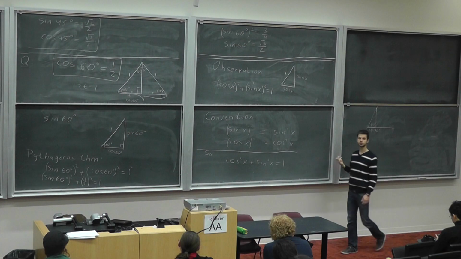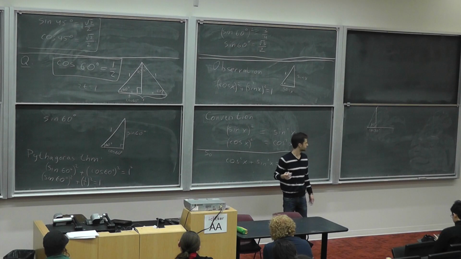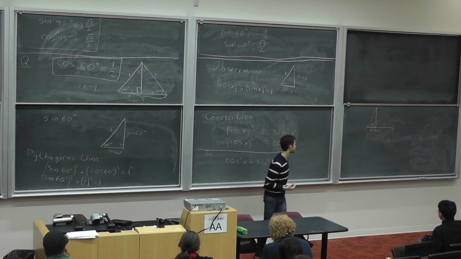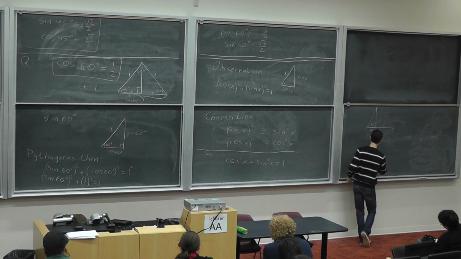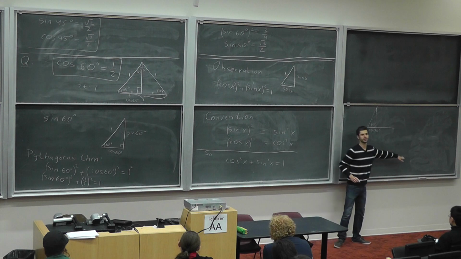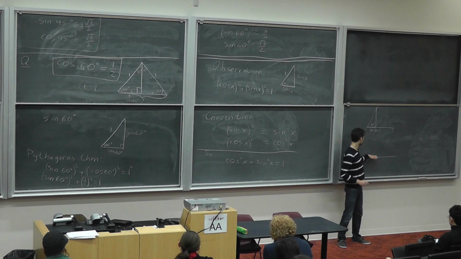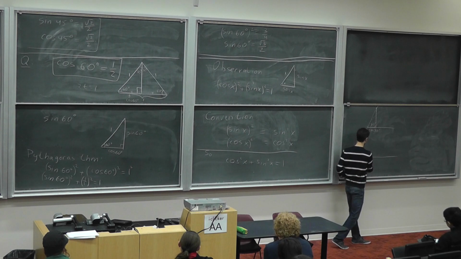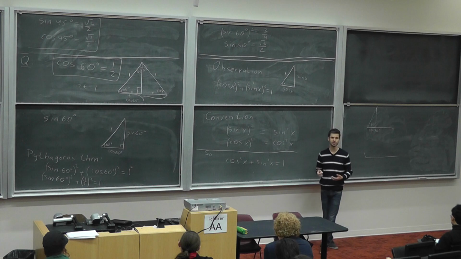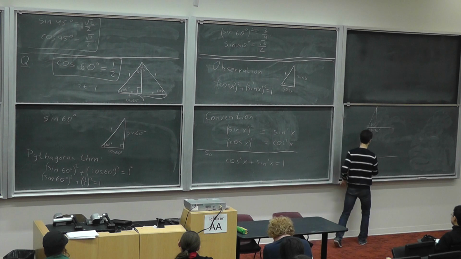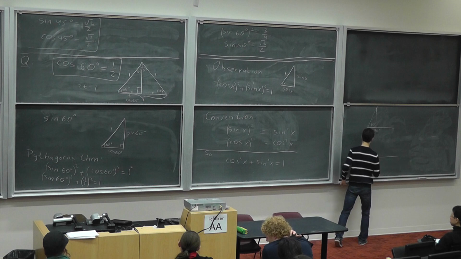Next question, does it make sense to ask what is, let's say, the cosine of 120 degrees? The answer is yes, it does make sense. And what you do is quite similar. You create a horizontal line like this. You measure 120 degrees. The problem with 120 degrees is it's more than 90. It's a little bit too much. So that would be 120 degrees.